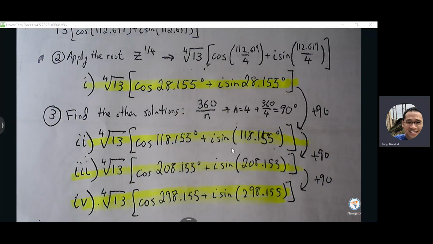So anytime you're dealing with a root problem, all your work is going to be pretty much getting to that first solution, figuring out the pattern, and then adding that pattern until you get the number of solutions you're looking for.